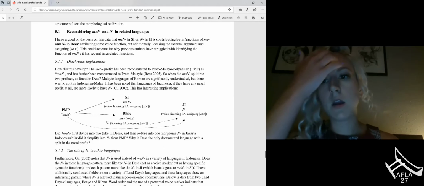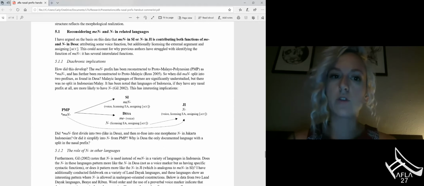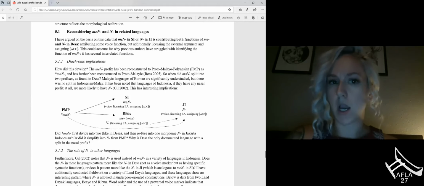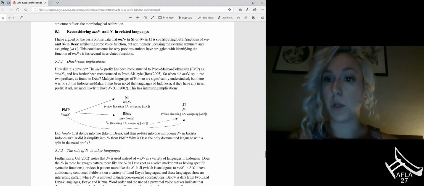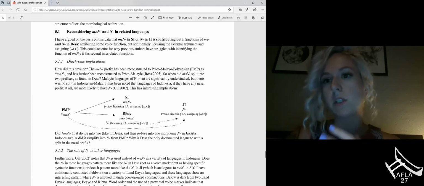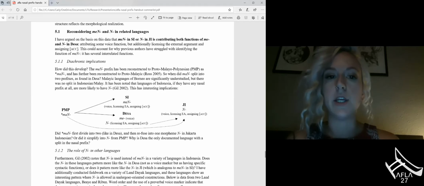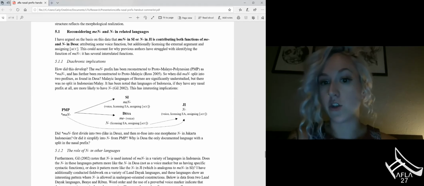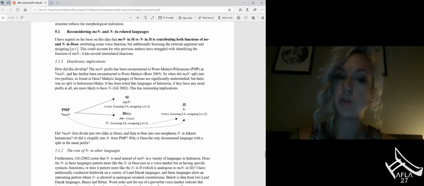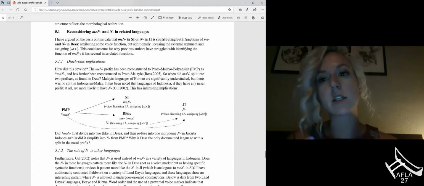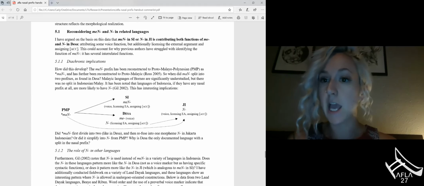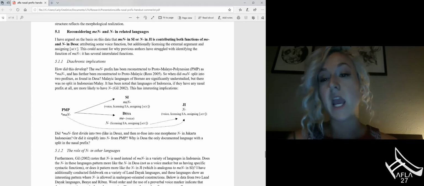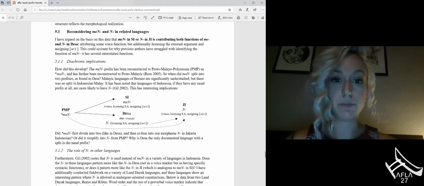There are some interesting considerations to think about if we try to consider where this came from. The Hmong prefix has been reconstructed to Proto-Malayo-Polynesian as Mang, and has also been reconstructed to Proto-Malay by Ross. So the question would be, did it split into two prefixes in Desa and then become something in Jakarta Indonesian, or did it stay together in Standard Indonesian and go straight from Proto-Malayo-Polynesian Mang to what we see in Jakarta Indonesian? This is kind of interesting, that Jakarta Indonesian has this N, the shortened form, but it behaves identically to Hmong in Standard Indonesian.